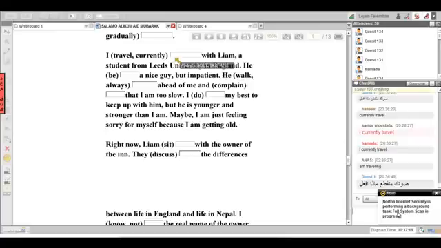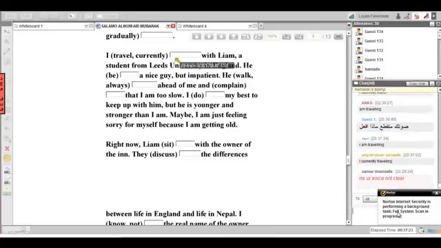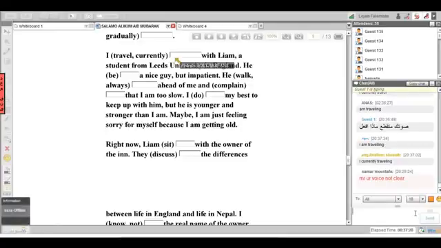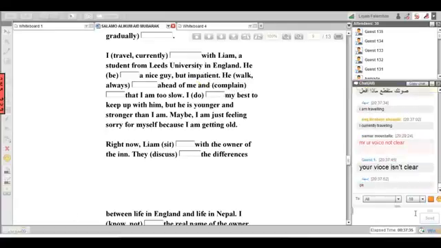Accepted? No. Improved? No. Samar Mustafa: it can be accepted, I am gradually improved. It can be accepted, but not in this situation. I gradually improve. No, it's not I'm improving. The right answer is I gradually improve, as Samar Mustafa has written. Okay?